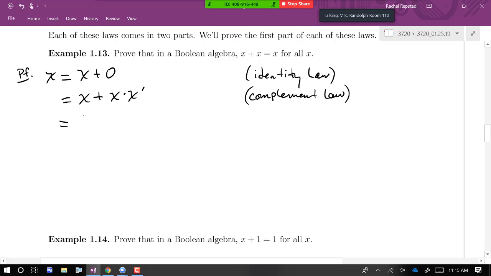Now, you'll notice right here what we're looking at is I have x plus a product. So we're going to use the distributive property. It's the one we're not really used to being true, but it does hold for Boolean algebra: plus does distribute over times. That means we can write this as (x plus x) times (x plus x complement).